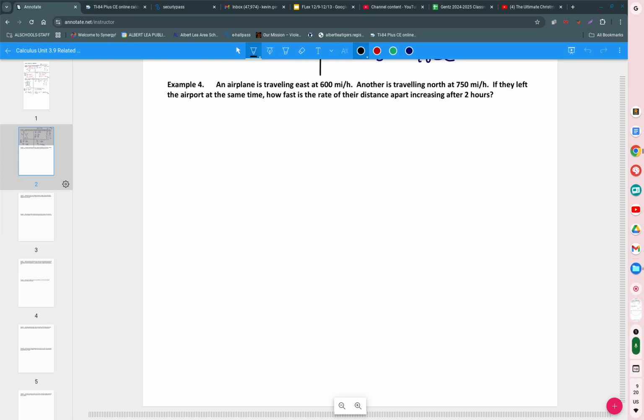East at 600 miles an hour, another traveling north at 750 miles an hour. If they left the airport at the same time, how fast is the rate of their distance apart increasing after 2 hours? Let's draw this picture. You gotta make the box first.